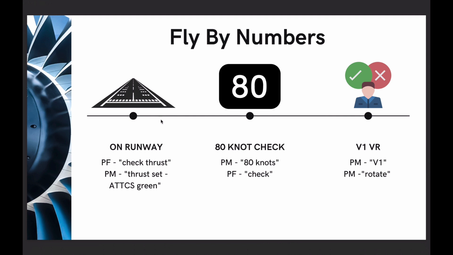We can follow through on my little document that I've made over here. We're on the runway, pilot flying, check thrust, pilot monitoring, thrust set, and the call ATTCS green. There's an 80 knot check. The pilot monitoring obviously calls that, and the call is 80 knots. The response, check. That's followed by V1. Remember, at V1, captain's hand comes off the thrust lever, and the next call being rotate.